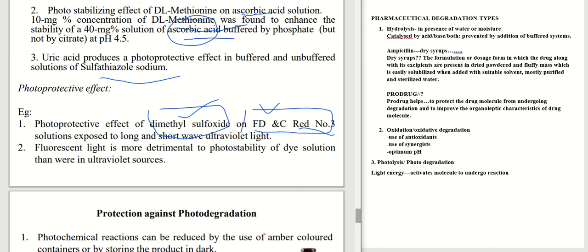So to produce a stable product, it is not just the drug or the excipients. We need to make sure it has proper preservatives, proper pH, and also stabilizers like antioxidants. And if the drug is photosensitive, we need to add photoprotective agents like that.